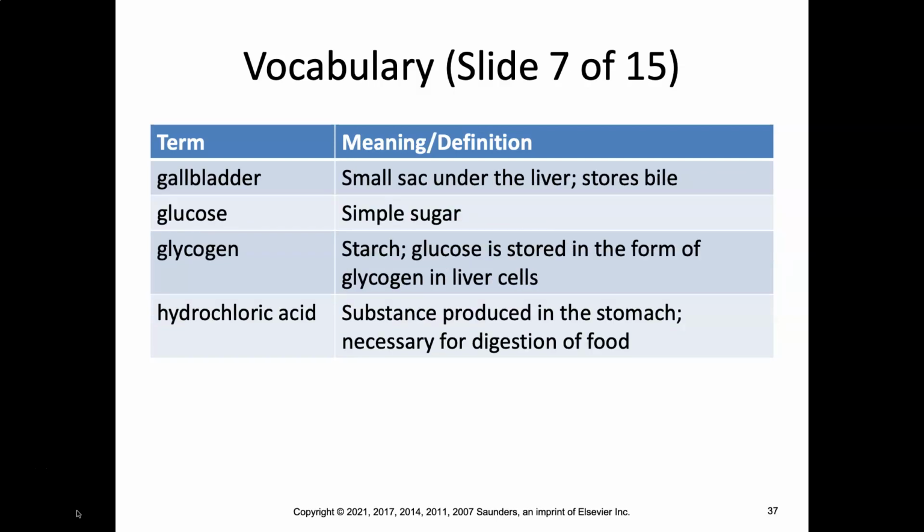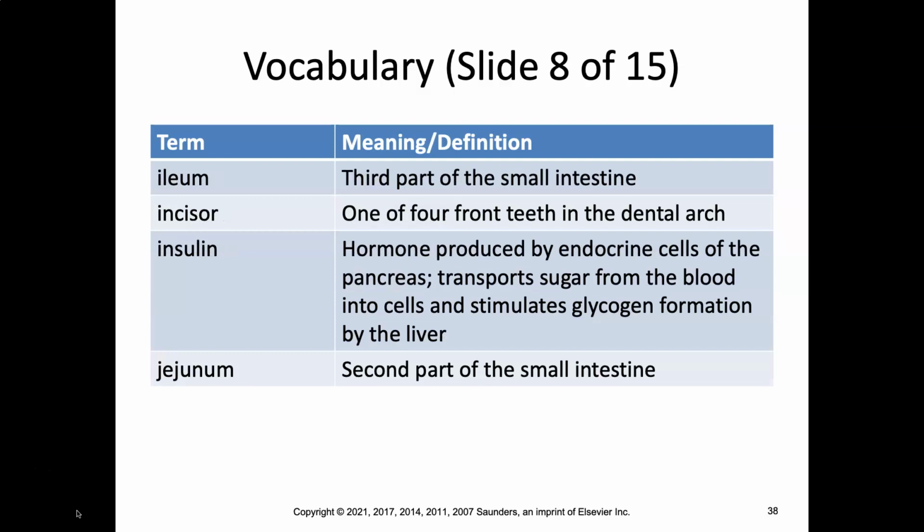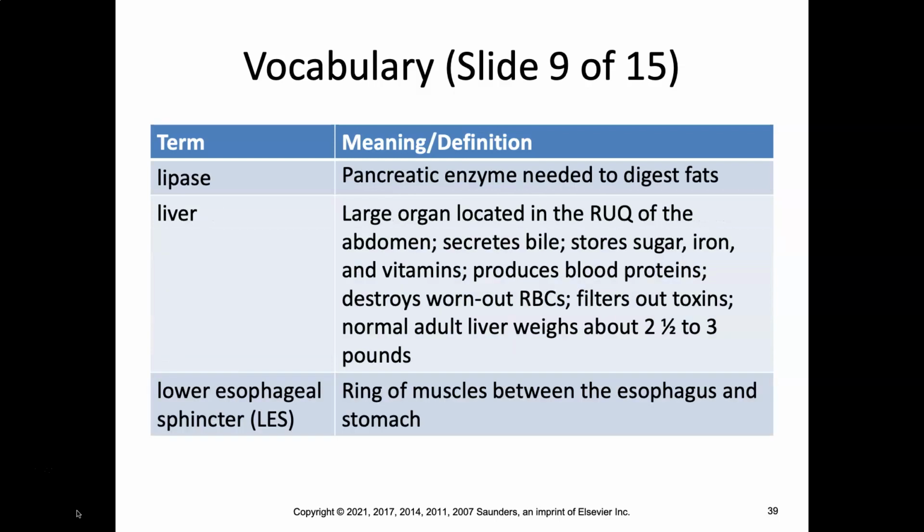All right, so what else? Glycogen. Hydrochloric acid. Did you know that you have hydrochloric acid and you definitely need it? It's in your stomach. If you get a chance, study about insulin. We'll definitely come back to that when we study about diabetes in chapter 18 with the endocrine system. Another enzyme there, lipase, ASE, lipase.